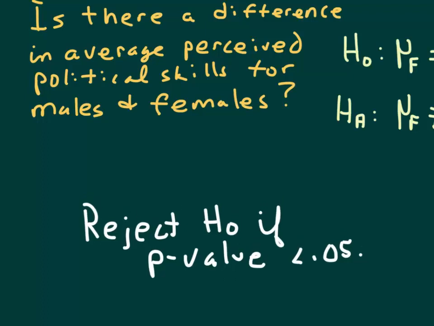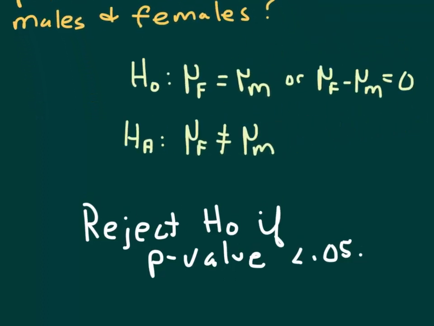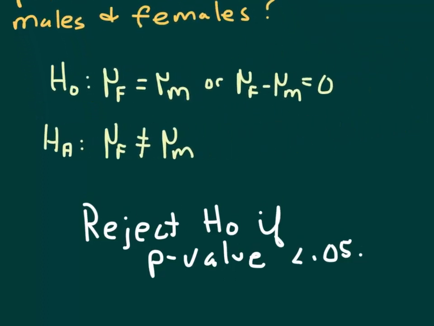As with other problems we've done, the p-value rejection statement, or the decision rule here, is always to reject H0 if the p-value is small, and we'll say that we have a level of significance of 0.05.